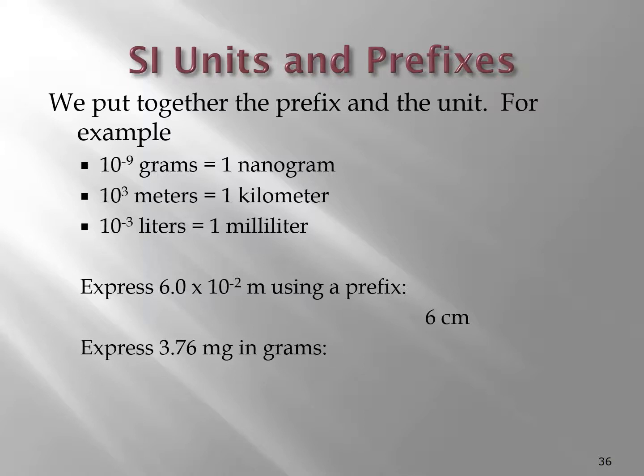How would you express 3.76 milligrams in grams? Well, you could divide by 1,000 and move the decimal over 3 places, so it would be 0.00376. Or since milli is 10 to the minus 3, you could also say 3.76 times 10 to the minus 3 grams. Or you could move the decimal over, but we like scientific notation.